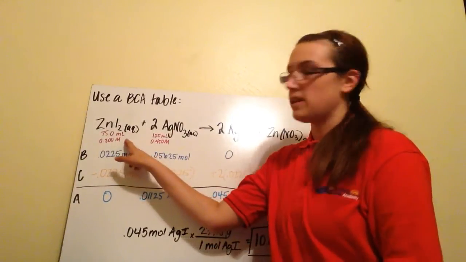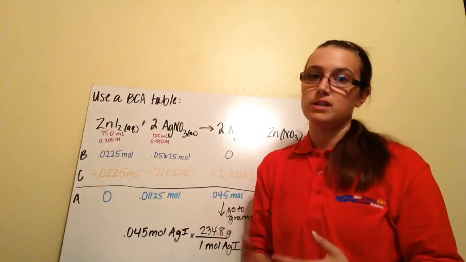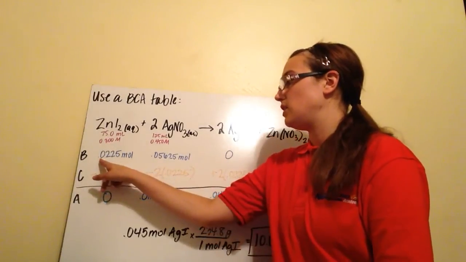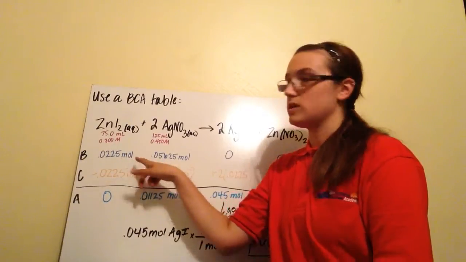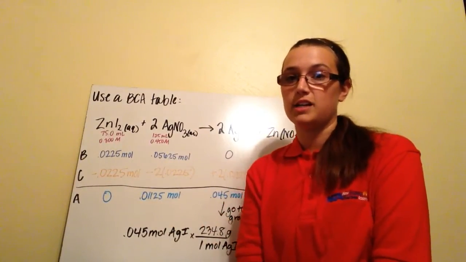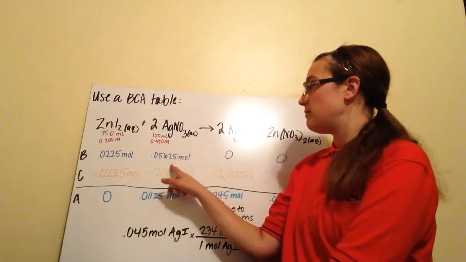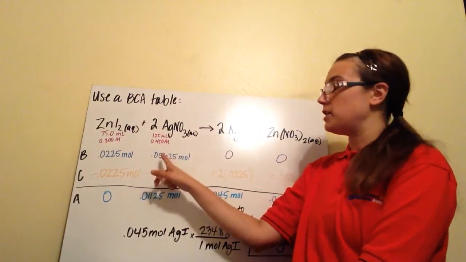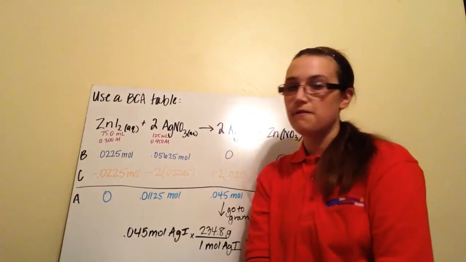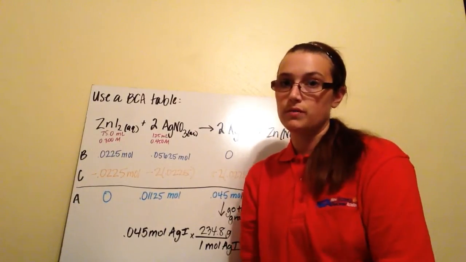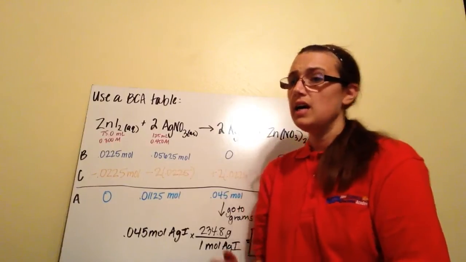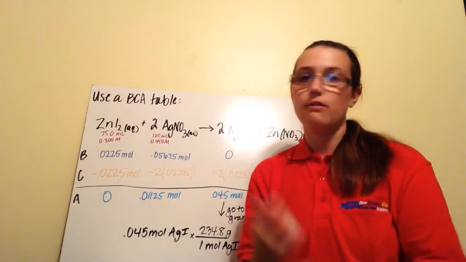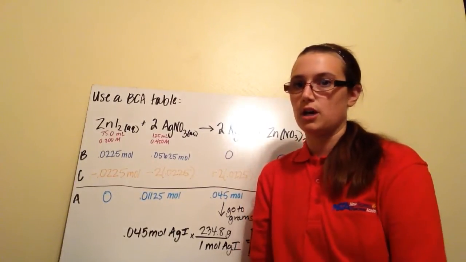So when you multiply these together, when you convert 75 milliliters to liters, multiply it by the molarity, you find that you have 0.0225 moles of zinc iodide before the reaction takes place. And then the same thing with the silver nitrate. If you solve for moles using the given information, you find that you have 0.05625 moles of silver nitrate. Now, if you look in the before row for both products, you have 0, right? You don't have any moles of products before the reaction starts.